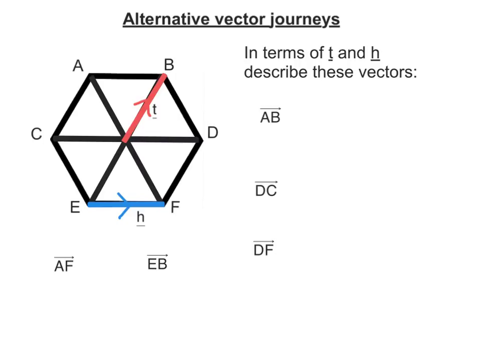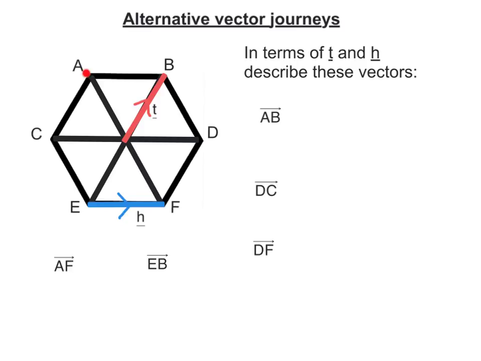In this video, we're going to look at alternative vector journeys. Now we have a hexagon here, where we have 1, 2, 3 parallel sides, and 1, 2, 3 parallel sides. And we already know two vectors. EF is H, and from the center to B is T. And it wants us to describe other vectors in terms of T and H.